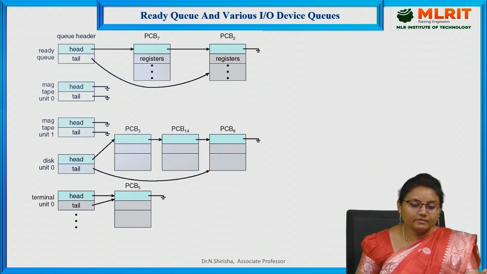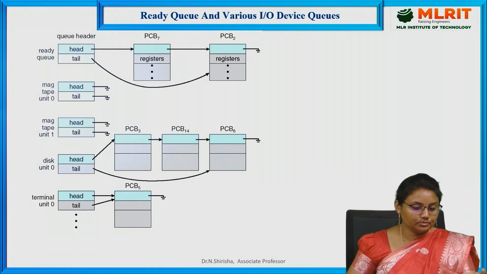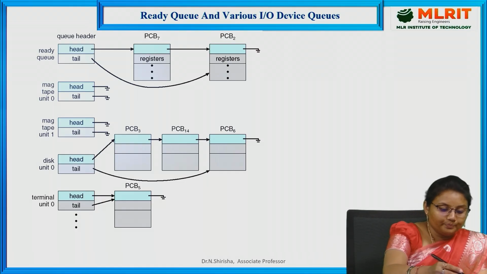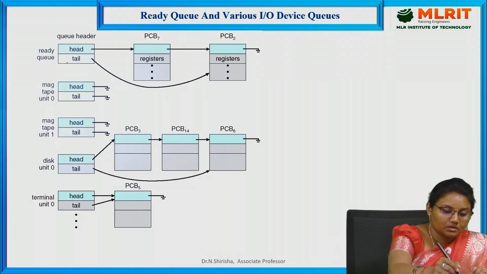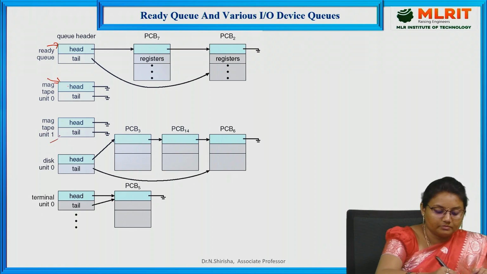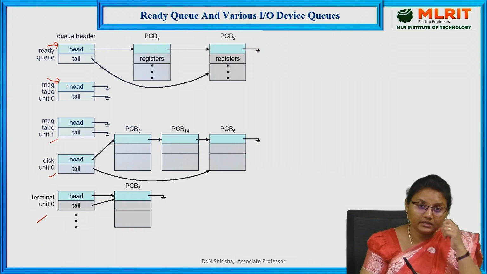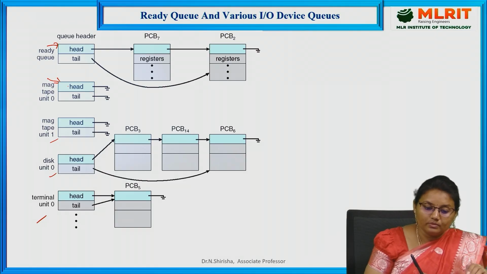And we have one diagram here which depicts the ready queue and various IO device queues. So here is the ready queue. The ready queue has a queue header, head and tail, like this. This is a secondary storage device like magnetic tape, magnetic disk, terminal. We are talking about different devices and their ready queues. Now, various IO device queues.